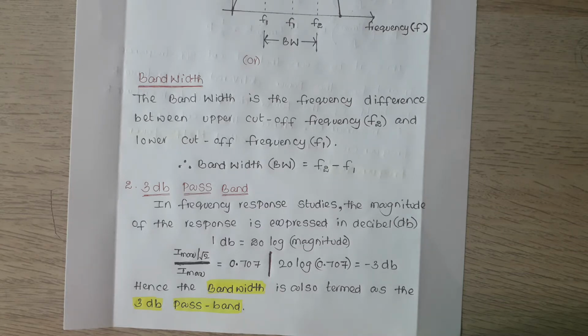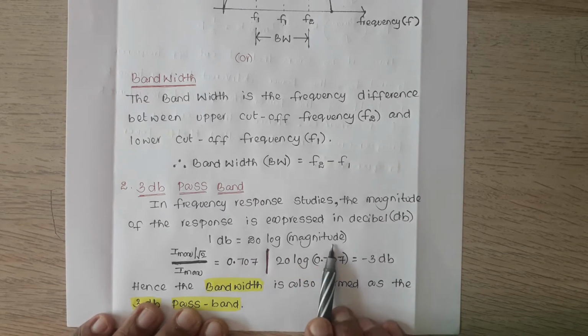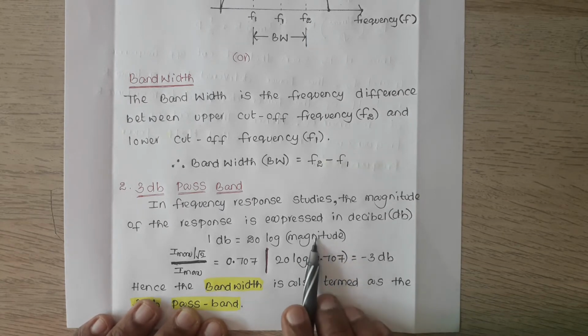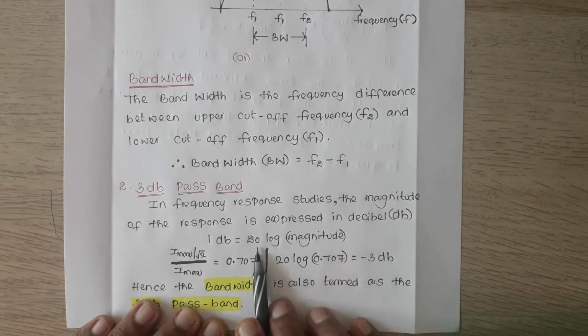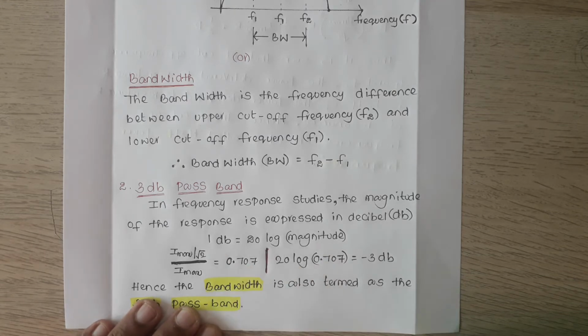Here, in the resonance concept, we are changing the frequency, so on the x-axis we are taking frequency. The curves we draw are called frequency response curves. Generally we take the magnitude in terms of decibels. The magnitude in decibels equals 20 log of the magnitude, whatever magnitude we are taking on the y-axis.